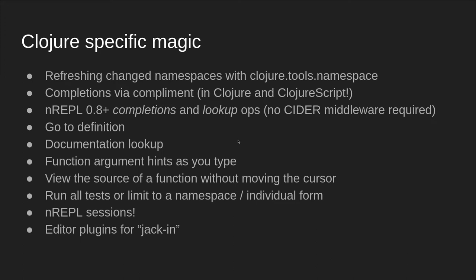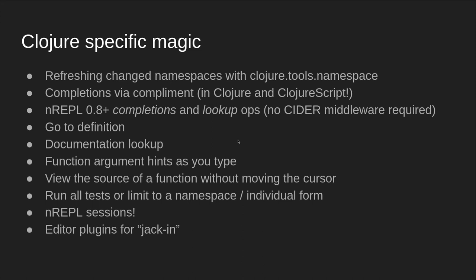So we have namespace refreshing with tools.namespace refresh. We have completions via Compliment in Clojure and ClojureScript, so you get full IntelliSense completion from your editor connected to your browser through ClojureScript. And that's fantastic. It works amazingly. In nREPL 0.8 and above, we get completions and symbol information lookup without any middleware, so we require fewer dependencies. So the base nREPL experience has got far more powerful, which is fantastic. I still need to integrate that, but not much to do there.